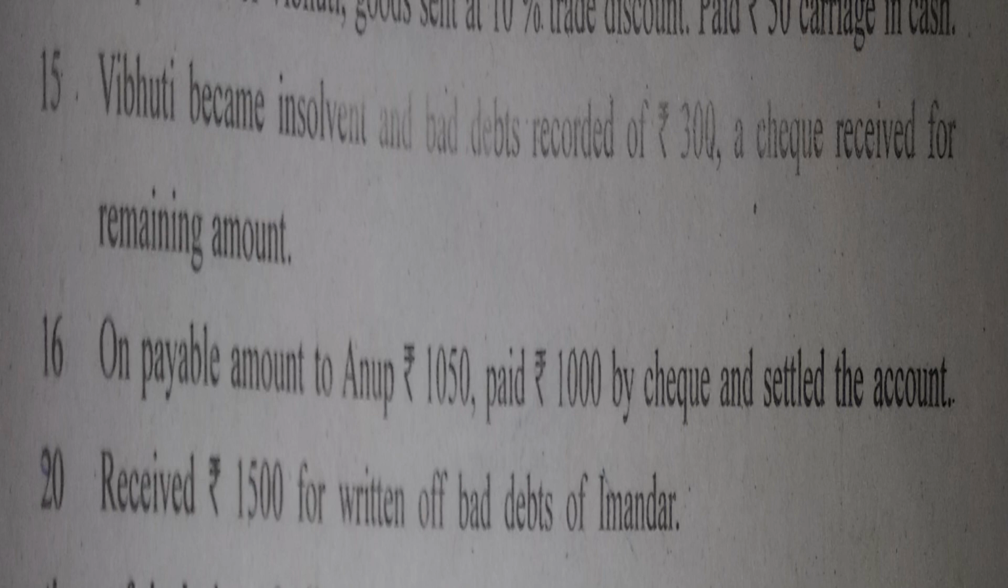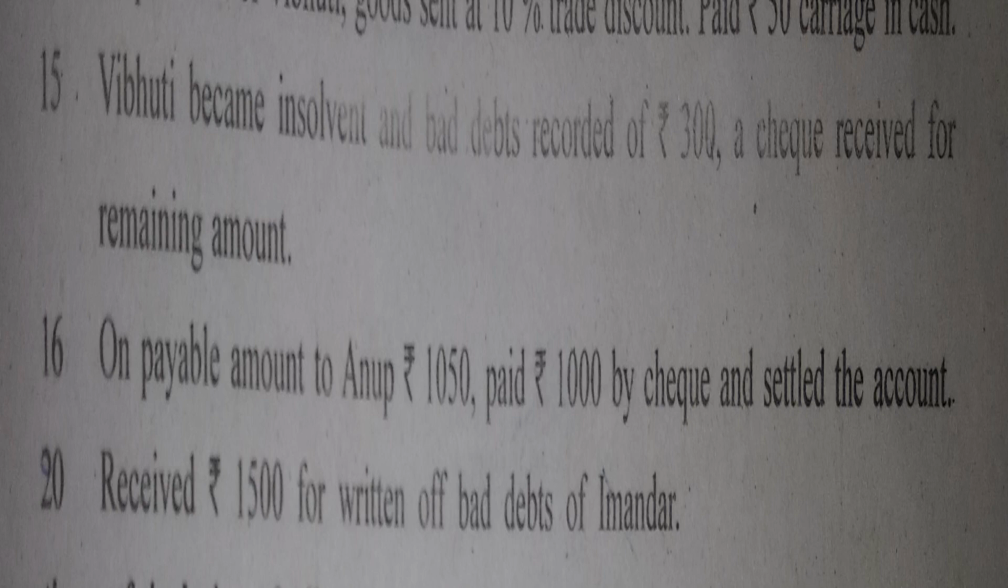Alright. Next, on 16th of June, payable amount to Anup 1,050, paid rupees 1,000 by cheque and settled the account. Payable amount to Anup, that means we are supposed to pay an amount of rupees 1,050 to Anup. Instead of that, we have given a cheque of rupees 1,000 and we have settled the account. So in this case, we are getting an allowance of rupees 50.